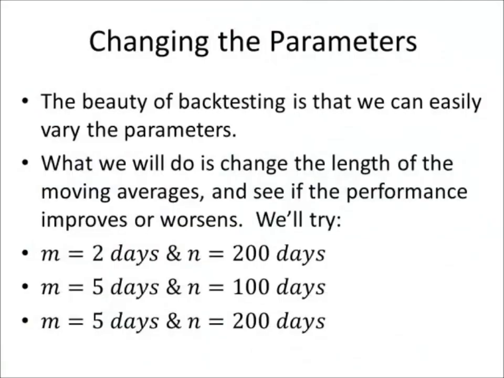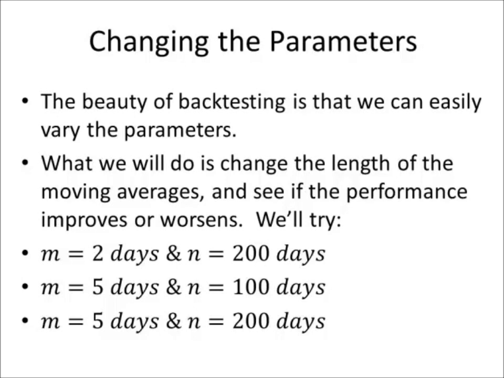Changing the parameters. So we looked at an example of a moving average crossover strategy whereby we were long whenever the 2-day moving average was above the 100-day moving average, and we were short whenever the 2-day moving average was below the 100-day moving average. Now, one of the main advantages of backtesting is that we can very easily vary the parameters. So why did we take a 2-day moving average and a 100-day moving average? The fact is, there's no good reason to take those particular values. You can take lots of different ones, and ultimately you want to see which one works best.